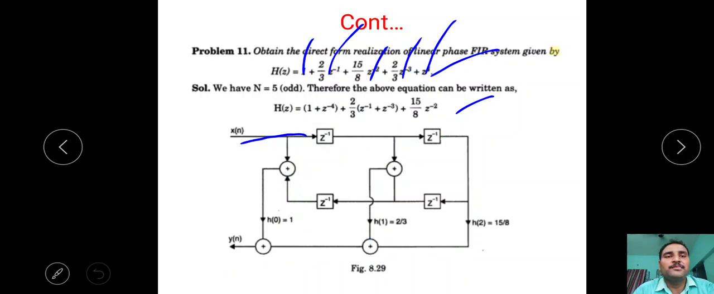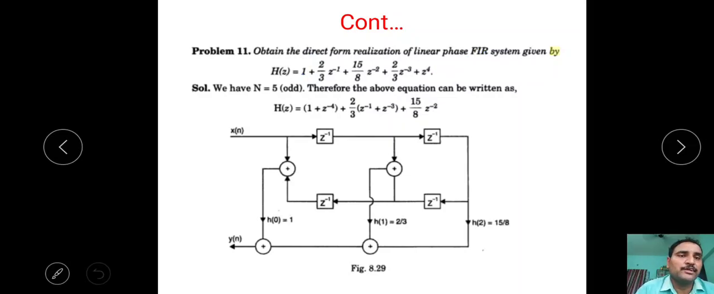By using those shared multipliers, we reduce the total number of multipliers to half. If you take n equal to 5 and go for direct form realization, how many multipliers do we require? 5 multipliers are required. But here, by using the linear phase structure, we require only 3, that is 5 plus 1 by 2. That means direct form realization requires more multipliers. The linear phase structure requires fewer multipliers compared to direct form realization.